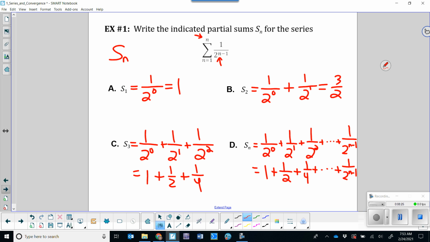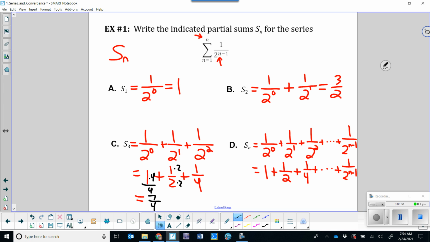Partial sums mean we just add up, if it's S5, the first 5 terms. That's what partial sums mean. So technically the answer should be adding these together. This is the quickest way to do it so that you don't have to rewrite all the fractions. I just plug in, and so they all have the same denominator now. So it's 4 plus 2 plus 1, which is 7 over 4.